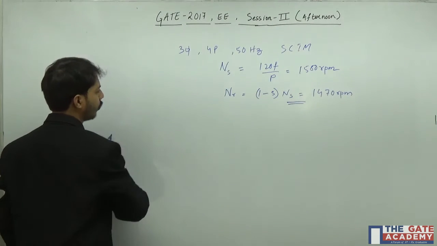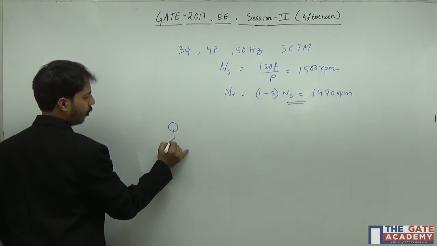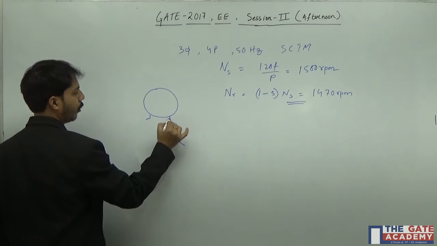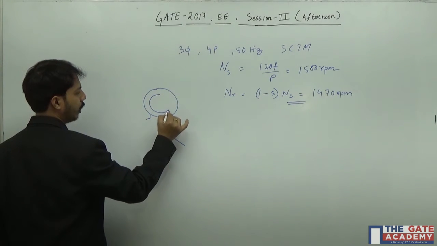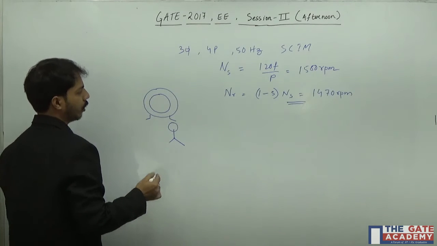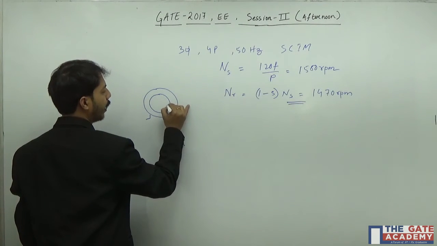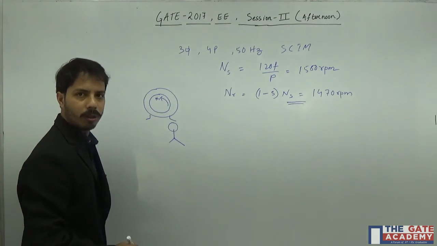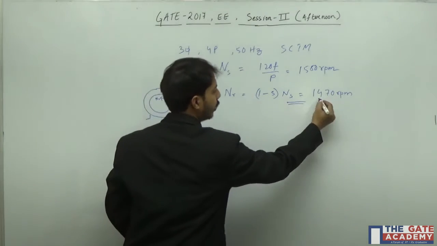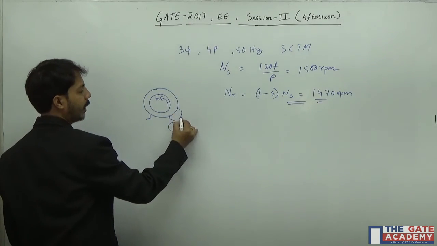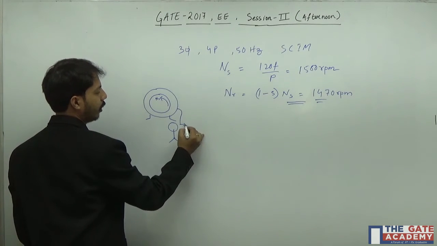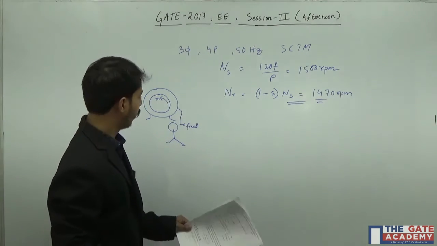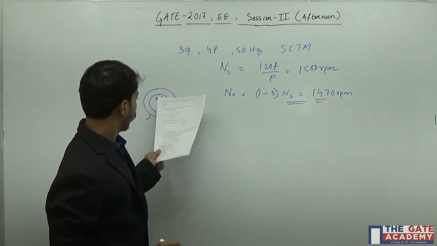Now suppose there is an observer here. This is my stator and this is my rotor. Now this rotor is rotating at a speed Nr, and this Nr speed is this. Now this stator is at zero speed, that means it is fixed. This observer is also stationary. Both of them are stationary. Now the rotor is moving at this speed.